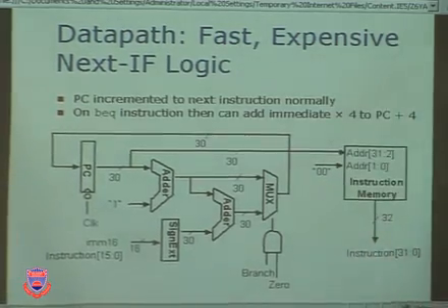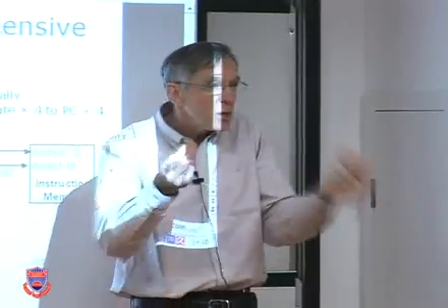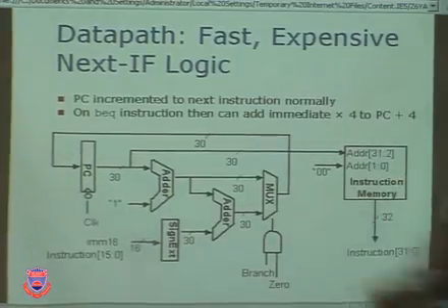Well, what does a mux do? A mux chooses between two alternatives, right? Got two possibilities. Either I take this or I take this. What's this one?